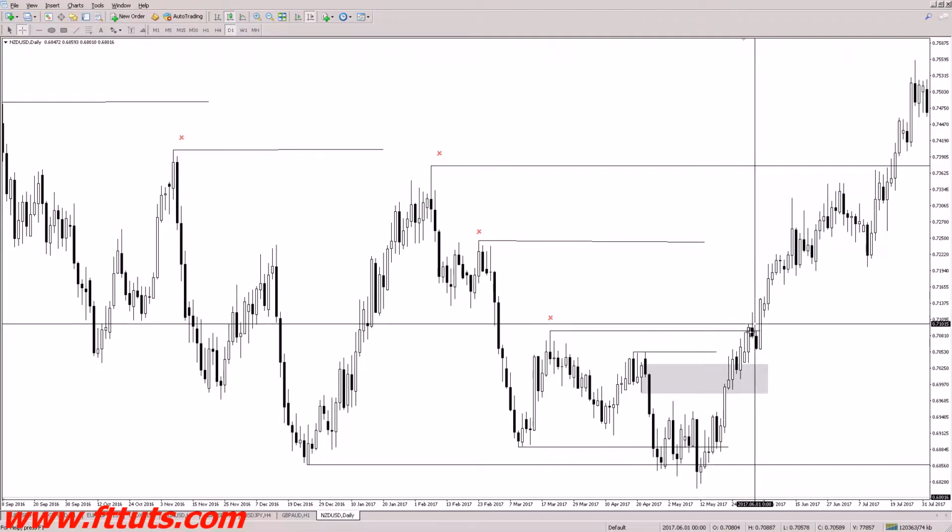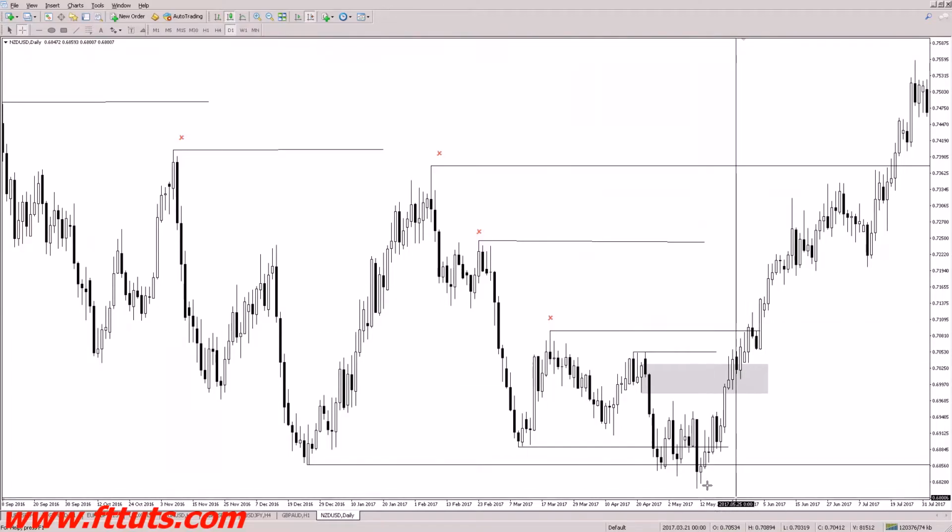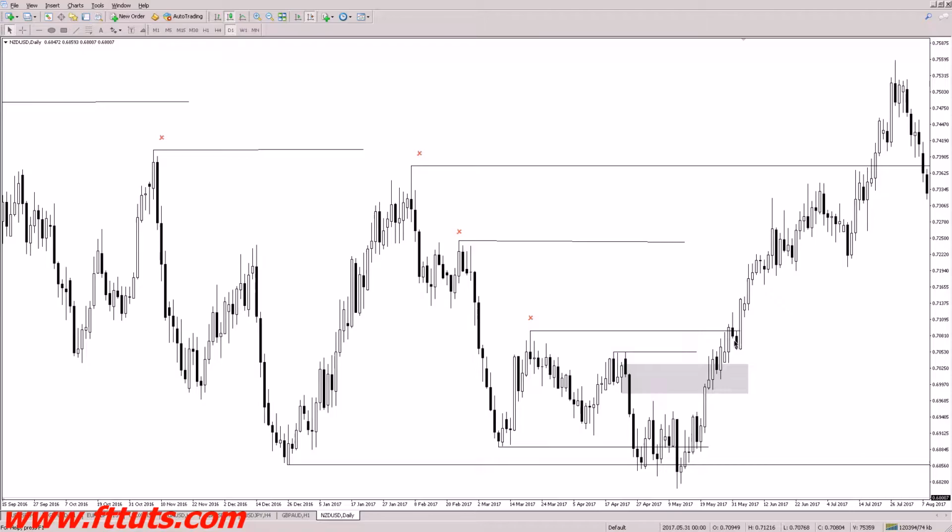Same thing happened again. Once that high was taken out, we got a drop back into this range, now between that high and this low still, because it's the most recent swing low and swing high. Boom.